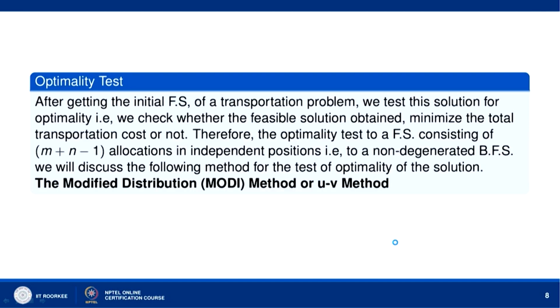Now, let us discuss the optimality test. After getting the initial feasible solution of the transportation problem, we then test this solution for optimality. We check whether the feasible solution obtained minimizes the total transportation cost or not. Therefore, the optimality test applies to a feasible solution consisting of m plus n minus 1 allocations. You can see how many allocations we have made.